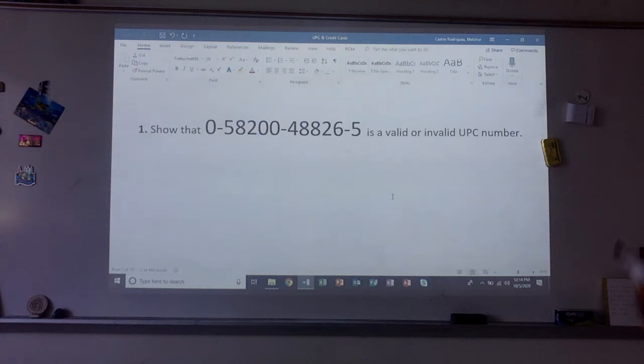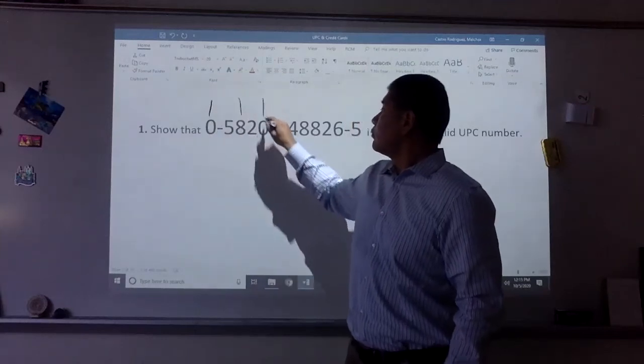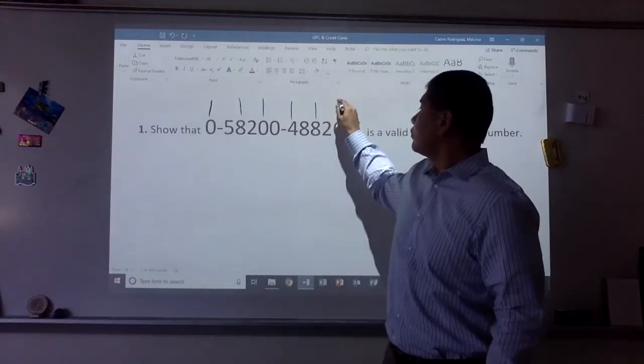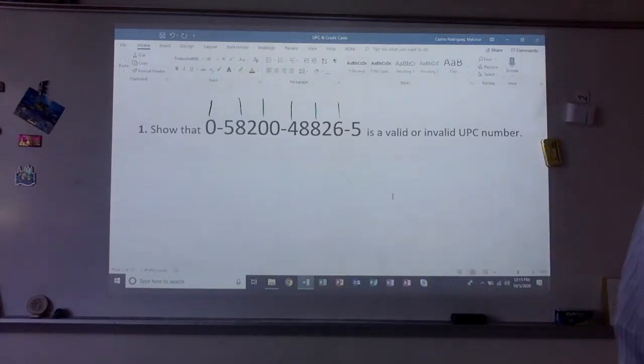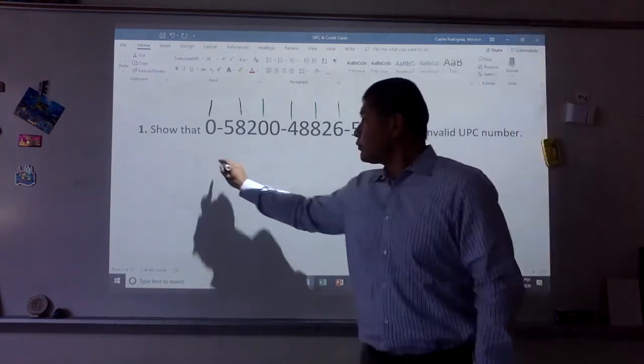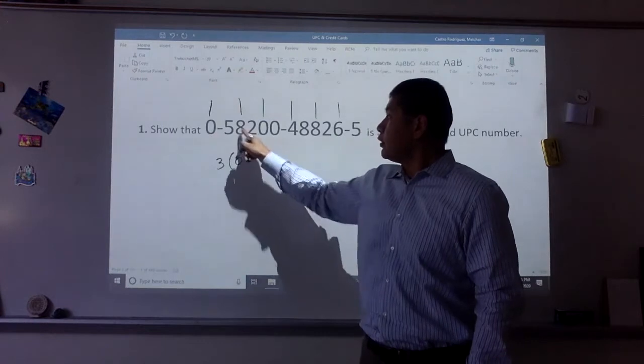Start from the beginning, from the first digit, every other number. Skip a line, skip the number and put a line on top of it, like this. The numbers that have that line, you gotta multiply by 3. So this is what I'm gonna do. I'm gonna put them in parentheses. The number. Next one.